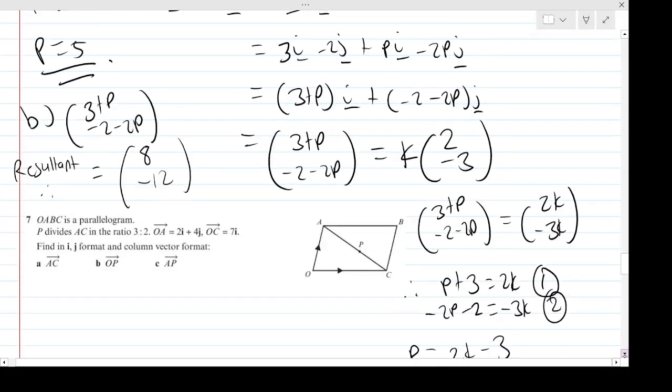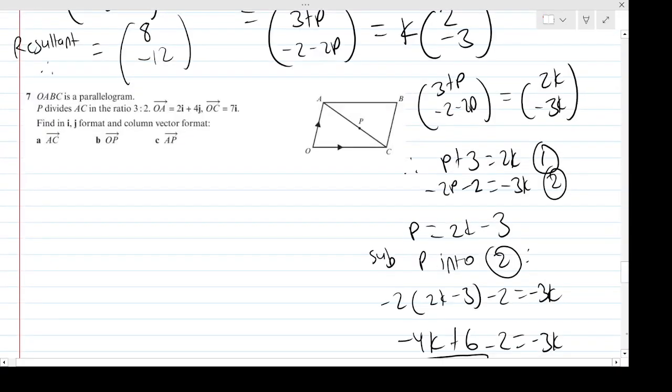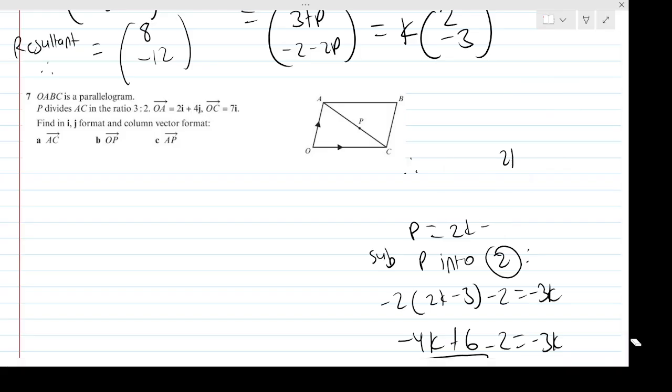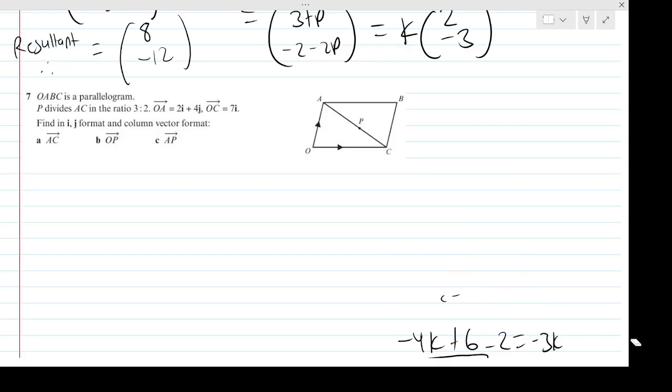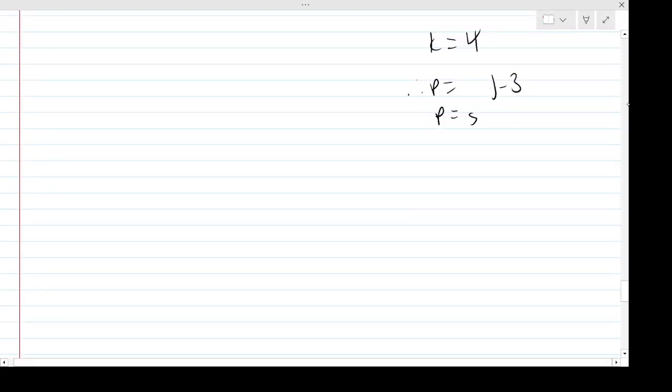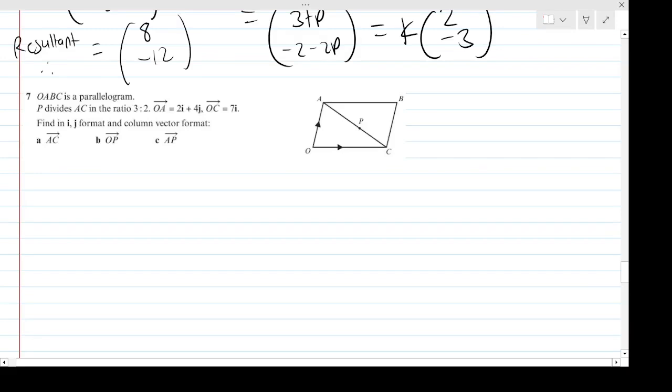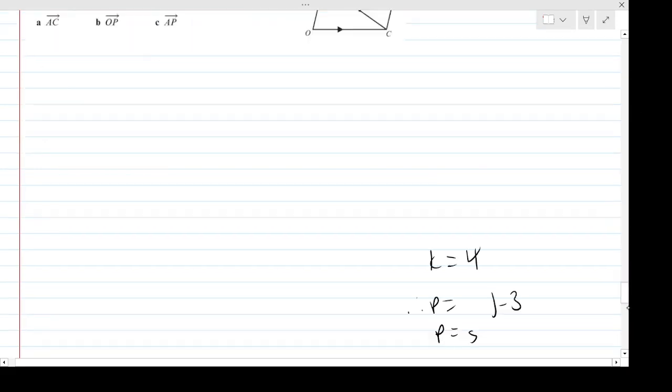Okay, we've got this final question. I'm going to get rid of this working out now to not distract from this question. But this question says we're given OABC is a parallelogram, and we're given P divides AC in the ratio 3 to 2. OA is 2i add 4j, and OC is 7i. Find these three vectors, right? Essentially. So if I get rid of this now.